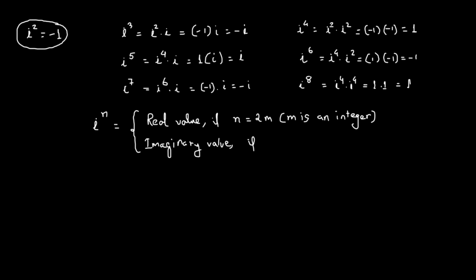And it's going to give us an imaginary value if n is an odd number. So that means we have an even number and we add 1 to it and it becomes an odd number. Again, m is some integer. So these are the two possibilities.